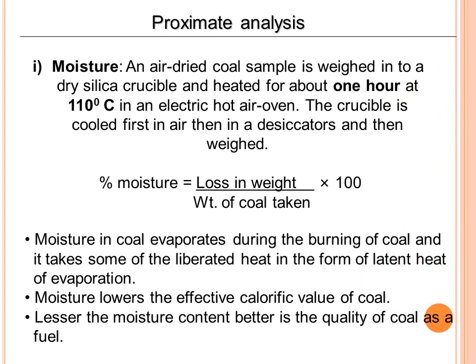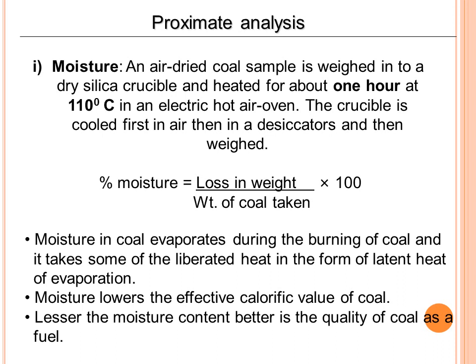So the first analysis is proximate analysis. Why is it called proximate analysis? Because it gives us an approximate idea about the grade and the price of the coal. In proximate analysis, the first is the percentage of moisture. How is it done? We take an air dried coal sample and note its weight. We keep it in a dry silica crucible, and then place the crucible in an electric hot air oven for 1 hour at a temperature of 110.